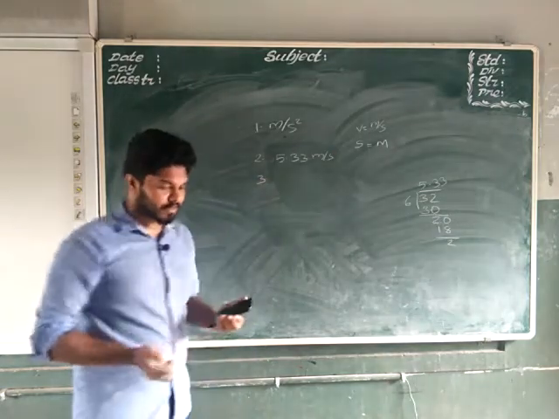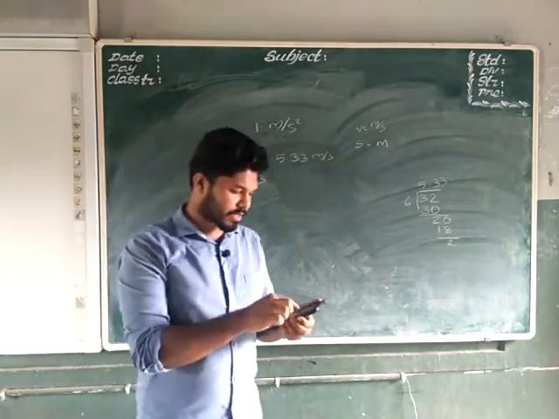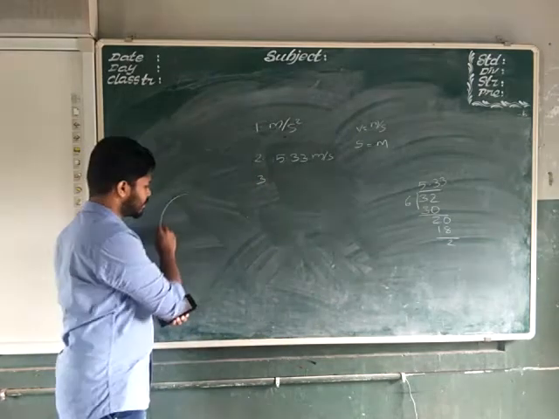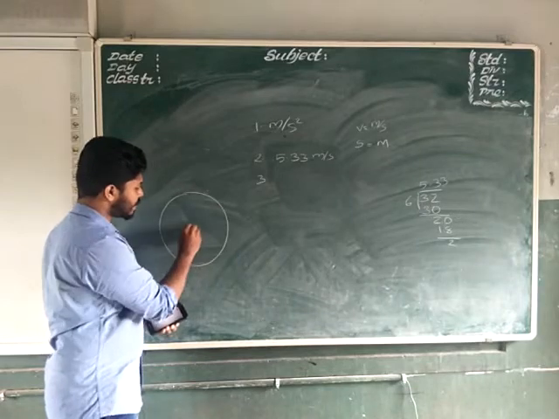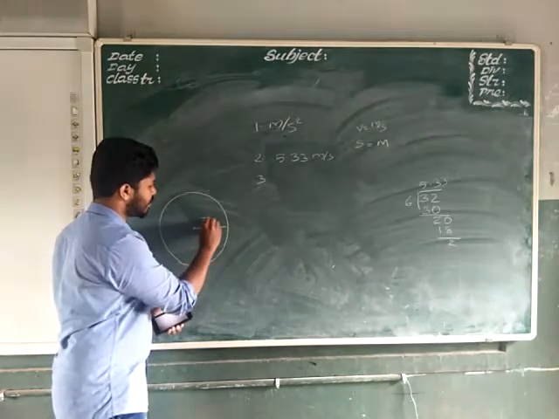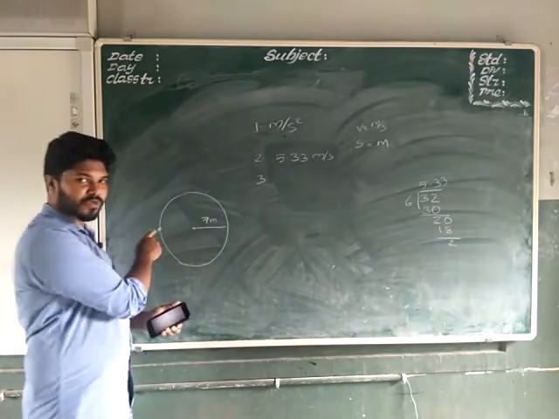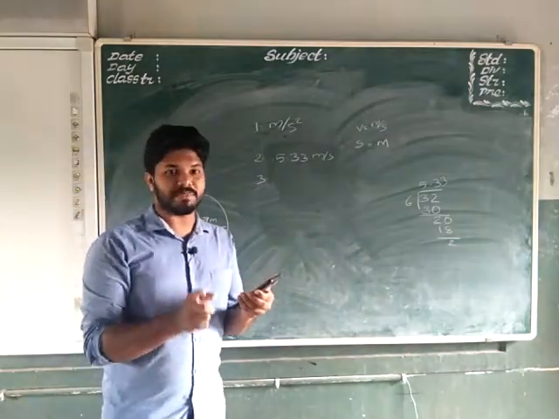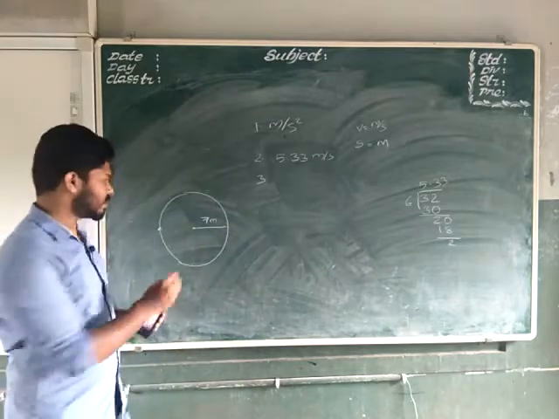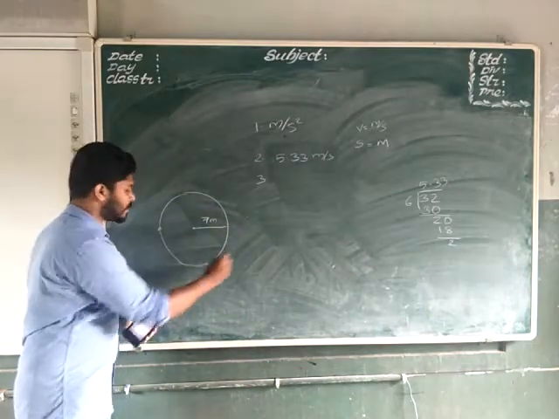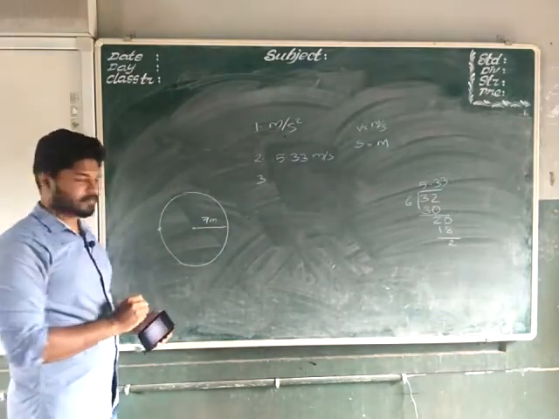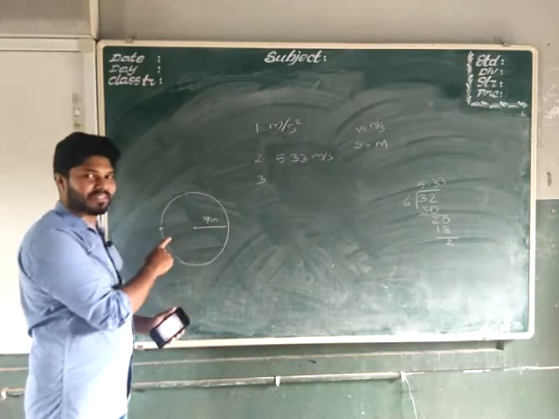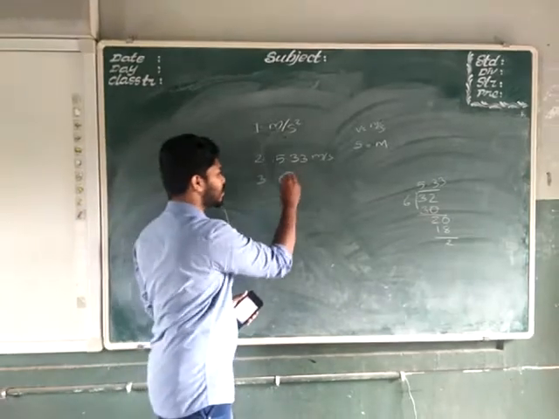Now for the third question. What was the third question? An object is moving in a circle of radius 7 meter. Here we have a circle of radius 7 meter. The object starts its motion from here and it is moving in a circle. Now calculate the displacement when it completes one full circle. So when this object completes one full circle, what will be the displacement? Initial position is this, final position is also this one. So displacement will be 0 meter.